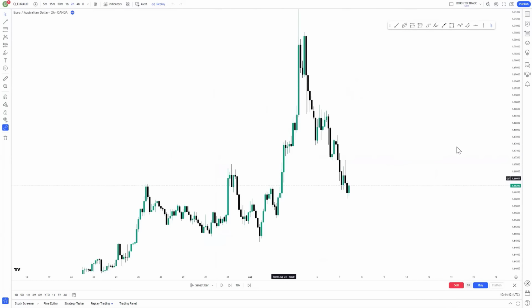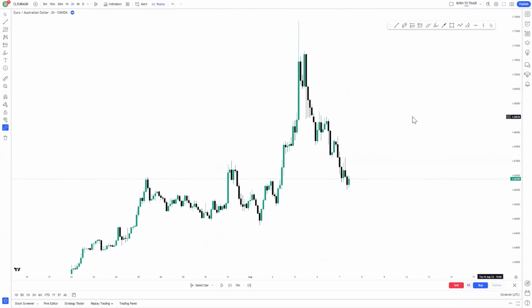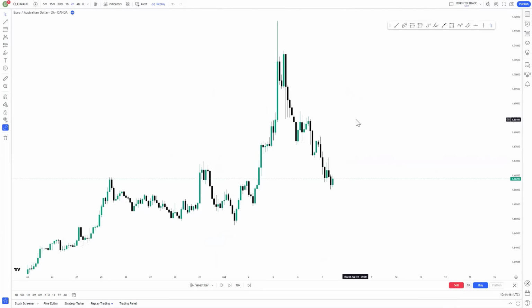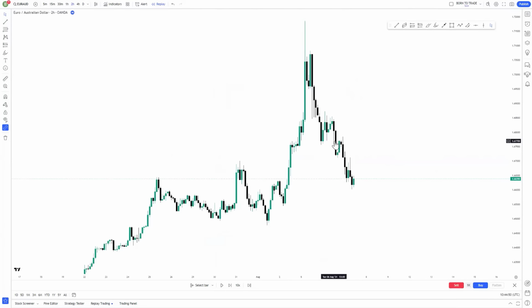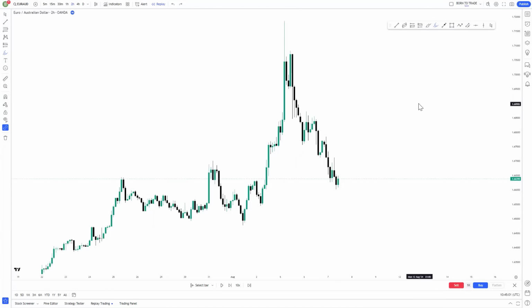So this is EUR/AUD on the 2-hour time frame, and this is a very good example if you're looking at this. So what can we see right here? Price is bullish. Price has been trending to the upside. You can clearly see that price has been bullish, trending to the upside. So at this point, if you're looking to select your point of interest, where is going to be your point of interest?